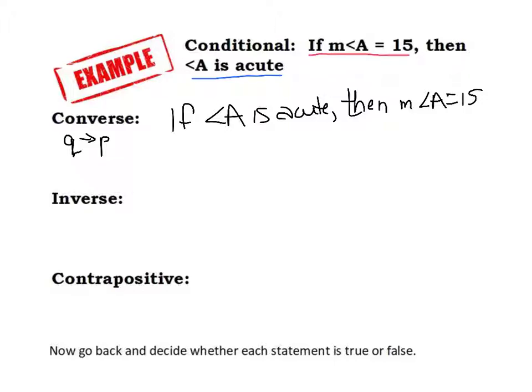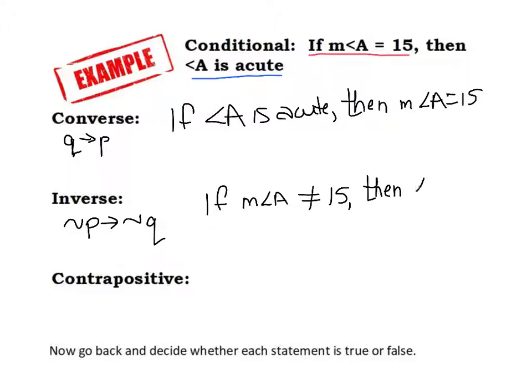All right, let's talk about the inverse. The inverse, if you look back at the previous slide, kept the same order. It was P, Q, but it put nots on it. So it's if not P, then not Q. So let's rewrite this in the same order, so it's if the measure of angle A, and I'm going to say does not equal 15, then, and I follow up with the conclusion, angle A is not acute.